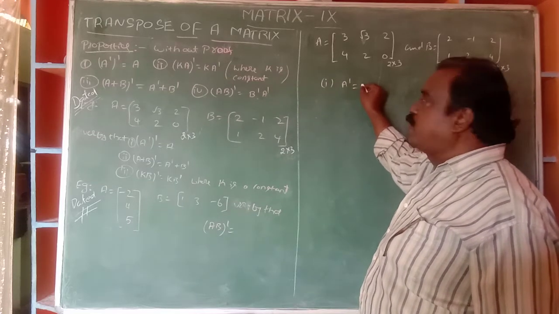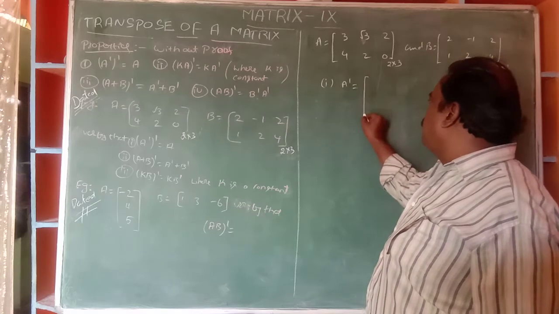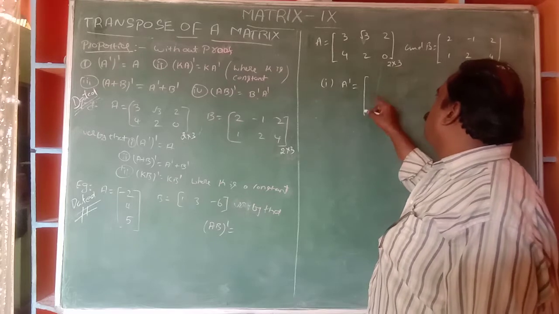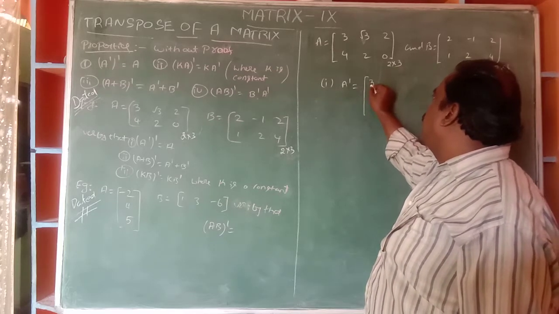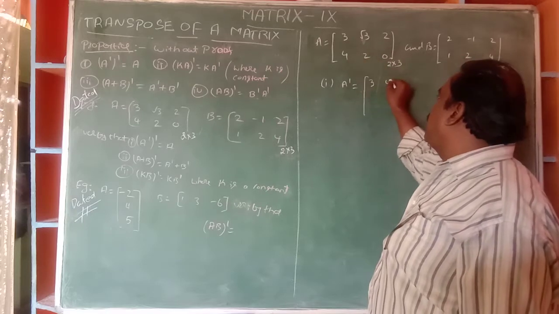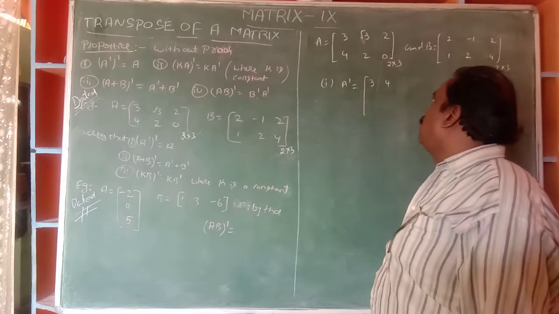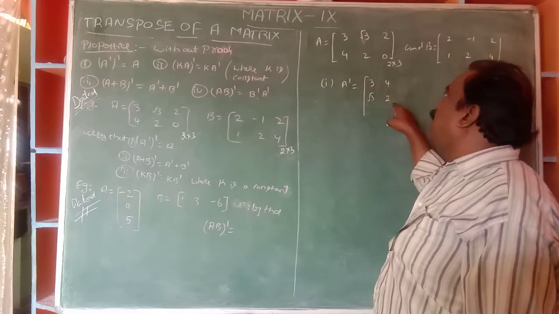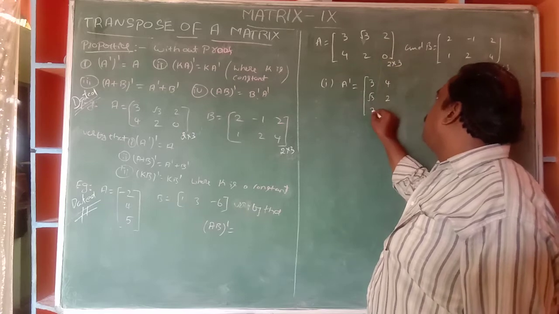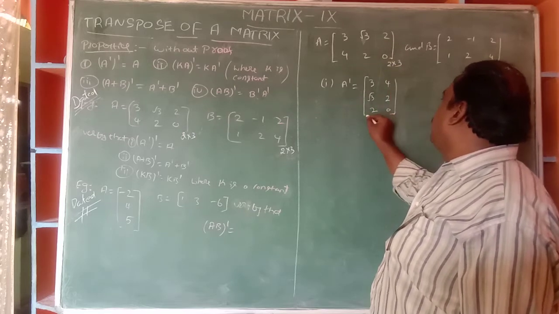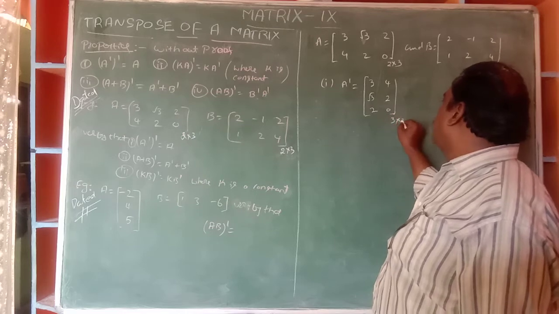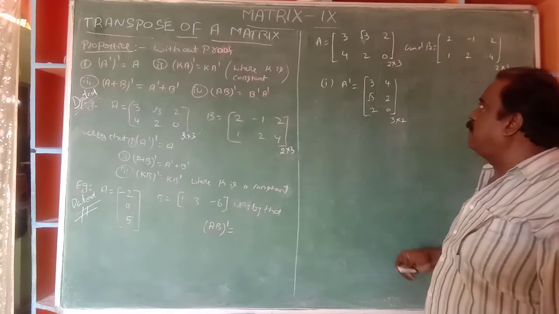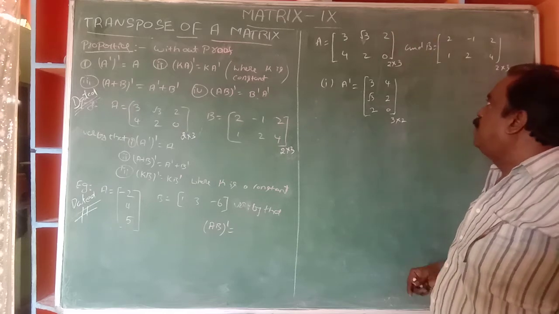A transpose. A is 2 by 3, so the transpose means 3 by 2: 3 rows, 2 columns. The first column will be changed to the first row, the second column to the second row, and the third column to the third row. So it is a 3 by 2 matrix, because rows and columns are changing.